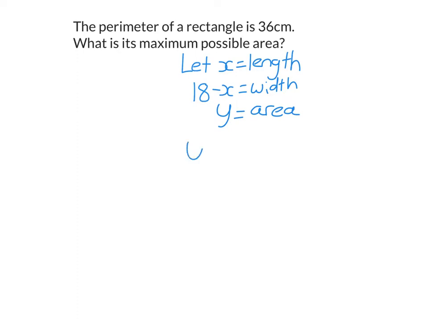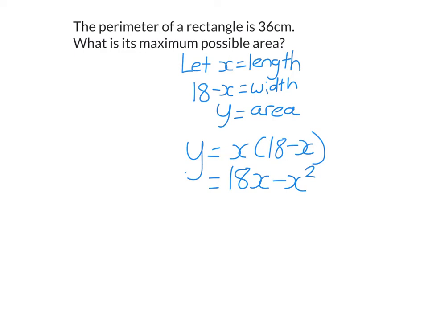So if y is the area, y is just the length times the width. So this is another area where quadratics are useful, when you're multiplying two things that rely on the same variable, in this case the length. So if I expand the brackets here, I just get 18x minus x squared. So that's y, the area. If I want to find the maximum value for y, you guessed it, turning point.